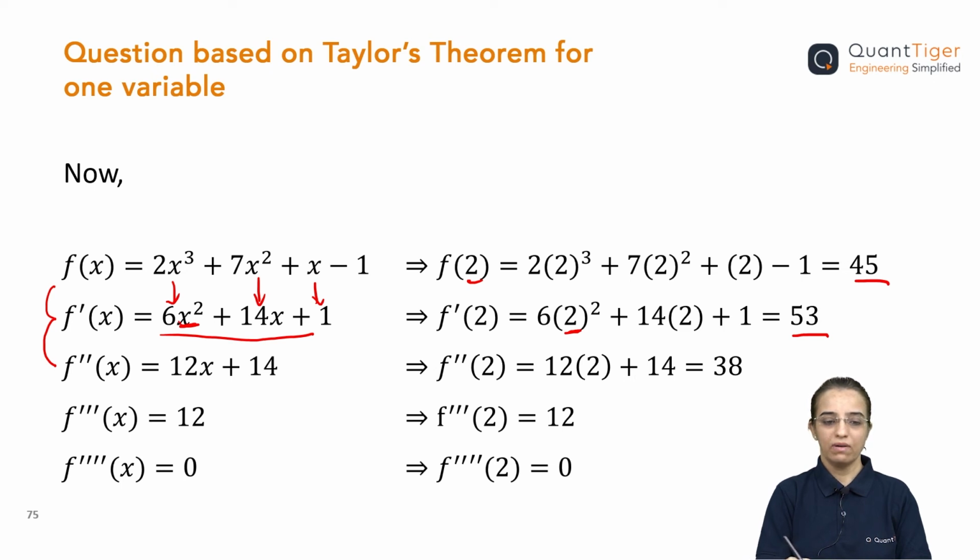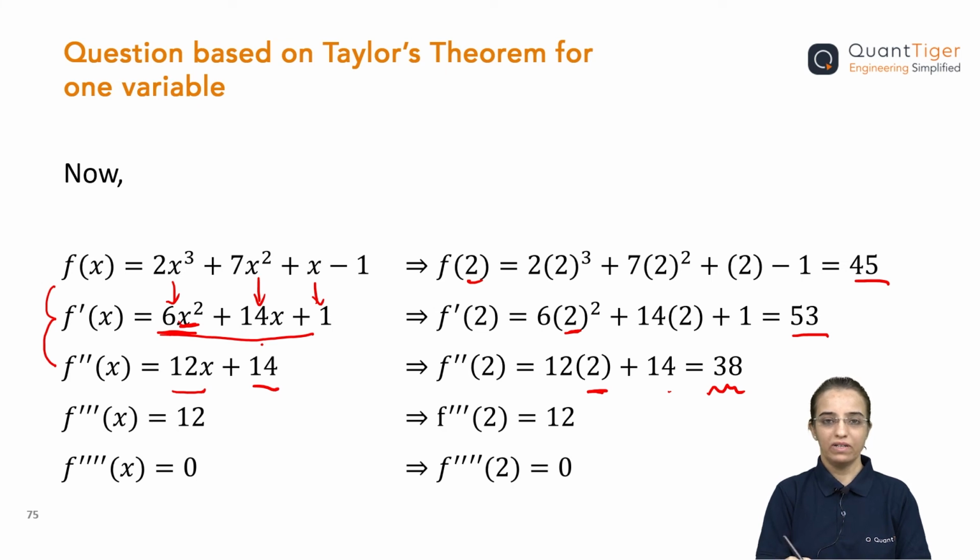Now to get f double dash of x, again differentiate one more time. So अगर 6x square को differentiate करते हैं तो 12x आ जाएगा, 14x का differentiation 14, 1 का तो 0 हो जाएगा. Now उसमें हम 2 रख देते हैं जहाँ पे भी हमें x नज़र आता है. So simply we replaced x with 2, rest of the thing as it is. So I got final as 38.